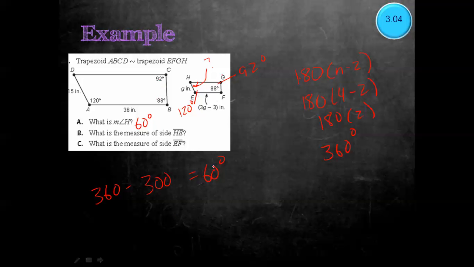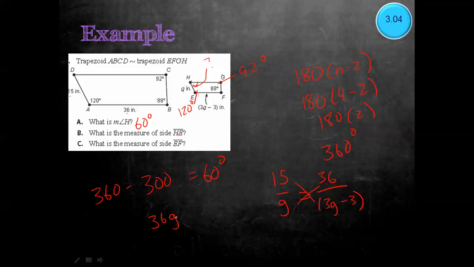Here I want to find the measure of side HE, and it's G inches. All right, so here I'm given 15 on this side. So 15 over G is going to equal 36 over 3G minus 3. So my property, remember I can cross multiply, the means extremes property.